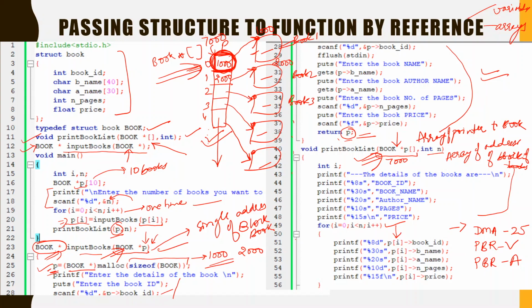So this is the way to pass a structure to a function by reference, and also the concept of dynamic memory allocation, and also the passing of an array of addresses, or array of pointers to structures, to a function.